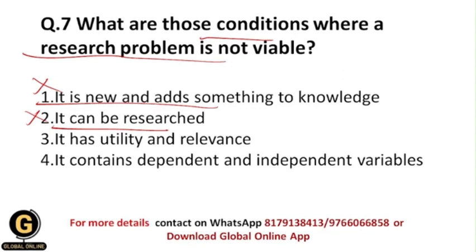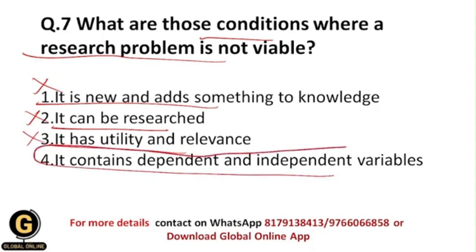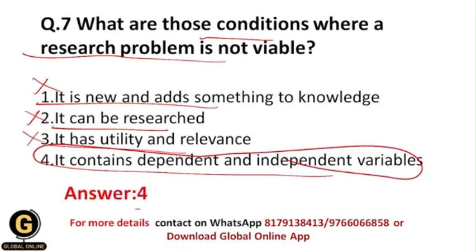Okay, it has utility and relevance. Yes, under this situation as well it is viable, so this is eliminated. It contains dependent and independent variables. Yes, so under this situation research problem is not viable. Okay, and that's why the correct answer to this question is 4.